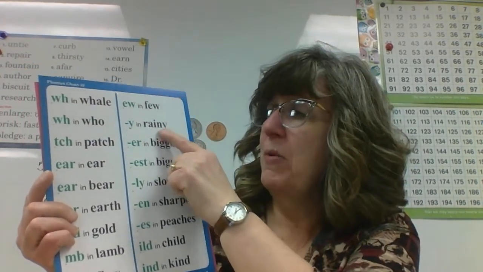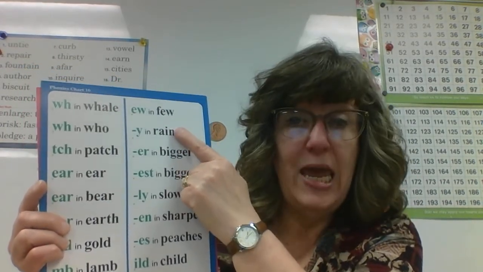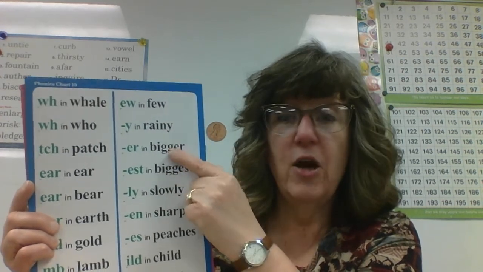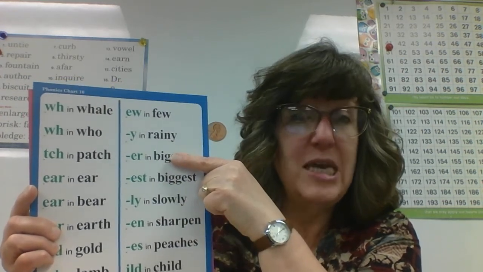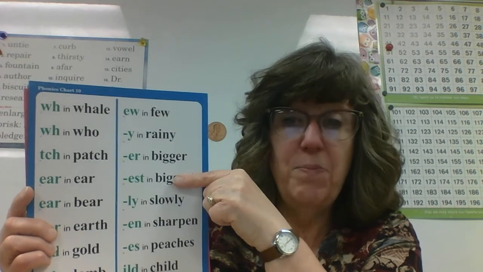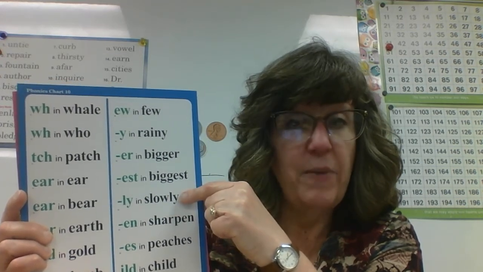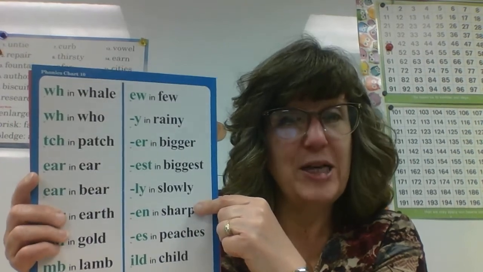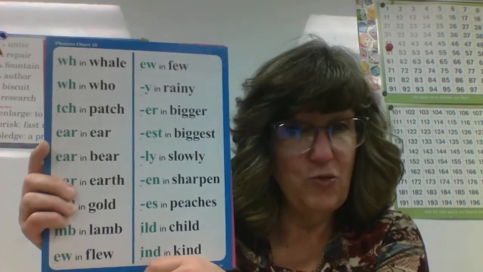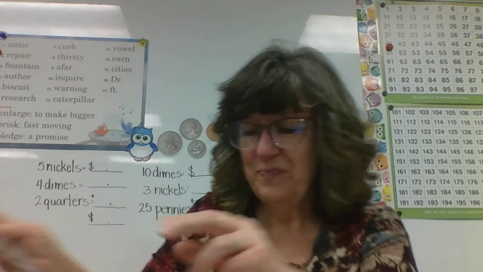So don't forget, remember we can take off the Y and have the word rain. That's a root word. Take off the special sound ER and have big and biggest. Slow, and we add ly. We'll review some of this for the back of our phonics page, but I just wanted to remind you right now off the top. Thank you.